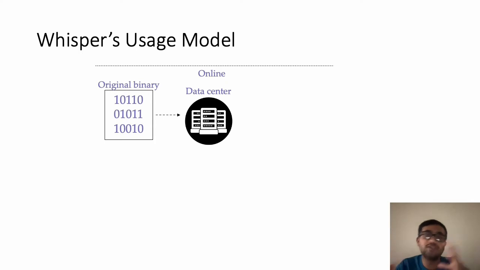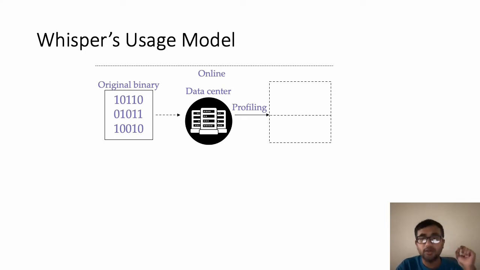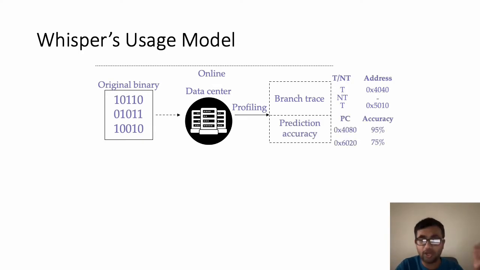Let's put all of this together with Whisper's use model. First, in production, Whisper collects the data center application's execution profile using efficient hardware support such as Intel processors' last branch record. This profile includes two key pieces of information. First, branch direction for each branch, and prediction accuracy for the underlying hardware branch predictor.